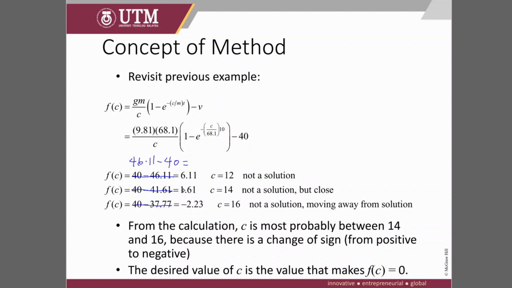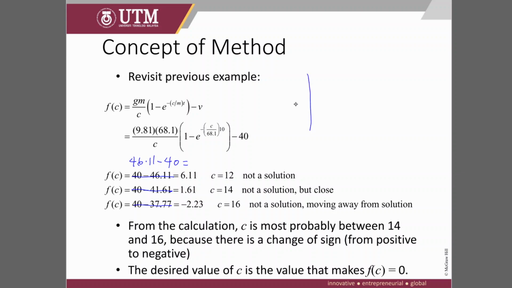Okay, so this is 161. This is minus 2.23. So if you look at this, it is not a solution because it is not equal to 0. And this is not equal to 0. Okay, so from calculation, again, C is most probably between 14 and 16 because there is a change of sign from positive to negative. The desired value of C is the value that makes FC equal to 0.